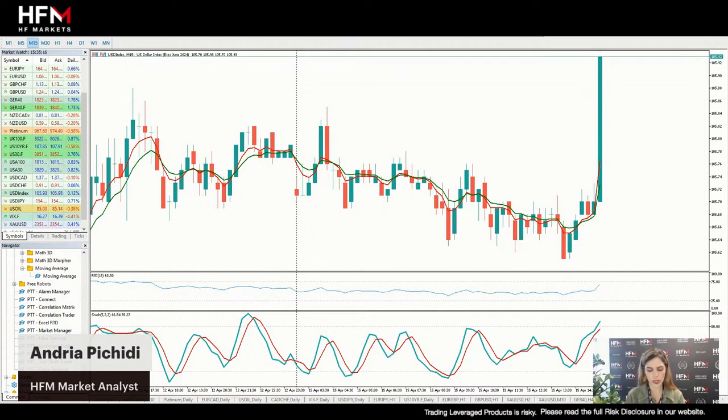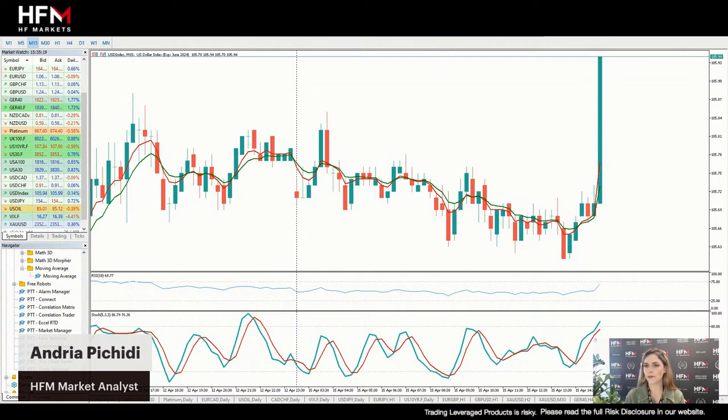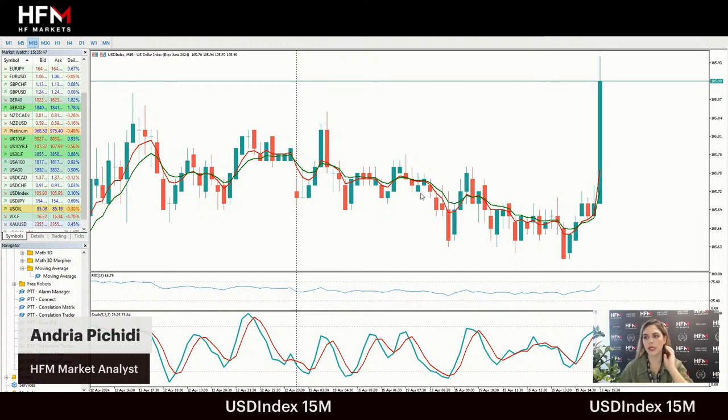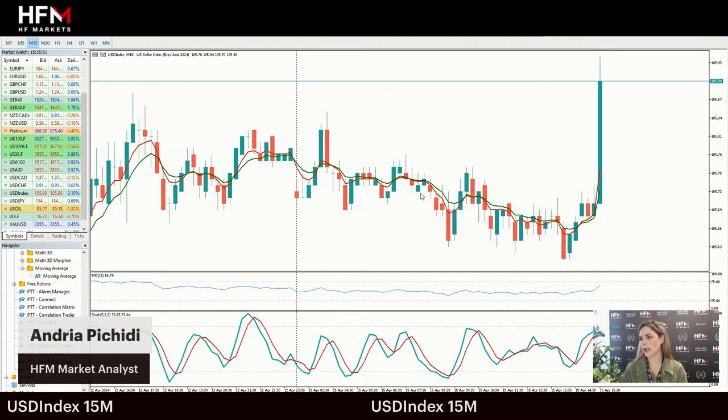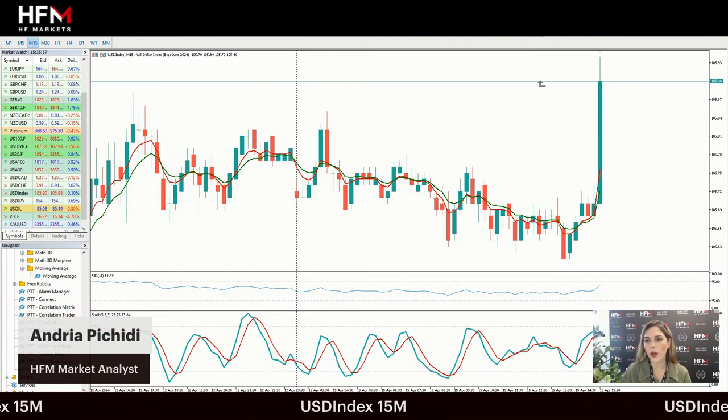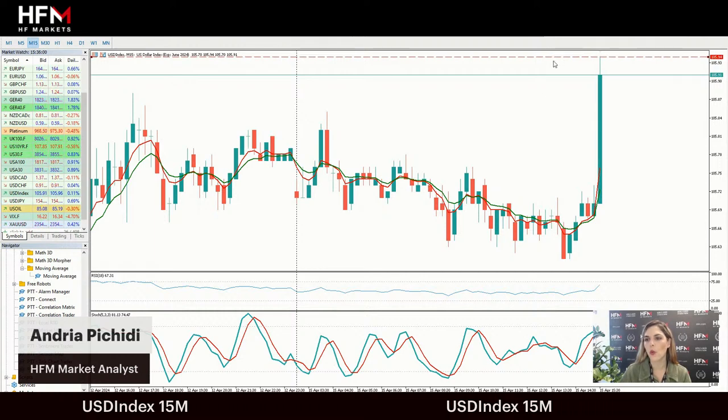I would like to remind you that this is the live 15-minute chart for the dollar index. You can see this spike. I'm going to put a headline, just for everyone, because I can see that you keep joining. I'll put a note so you will be in line with me. This is what we are covering right now: dollar index, 15-minute chart, a spike, a breath away from the 106 level.